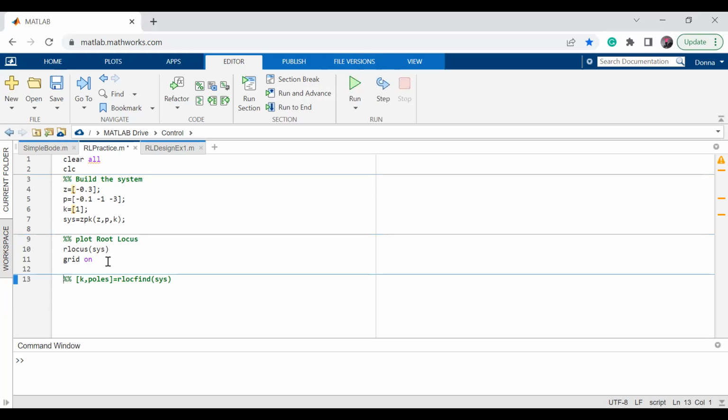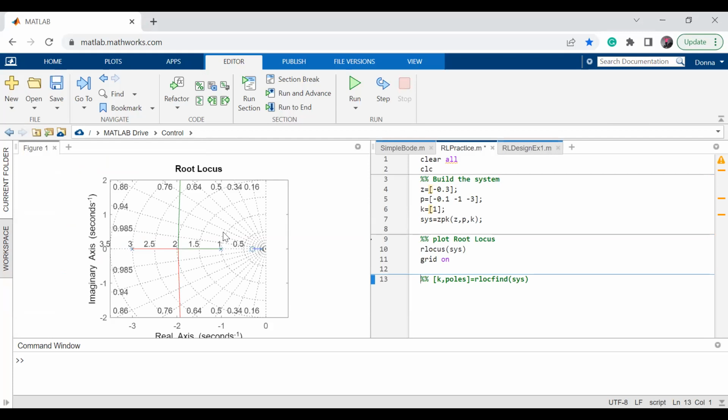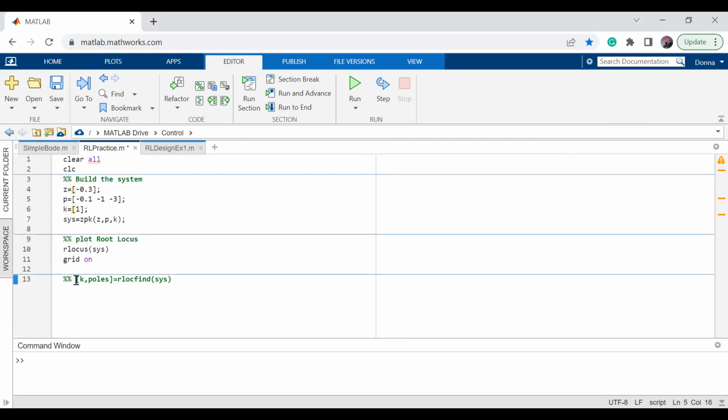If I have the grids on, you can see the natural frequency. This one is your omega, and these radial lines are your zeta, right? So if you have zeta and omega requirements, you can find those, and then you know in which region the system is stable or not stable. Then there is another very, very useful tool. It's called rlocfind. So I'm going to run the whole thing.